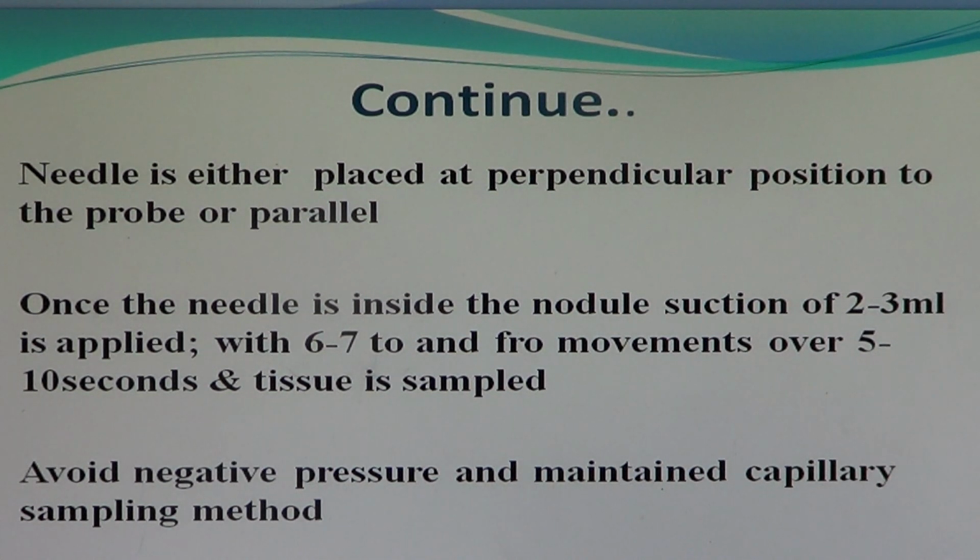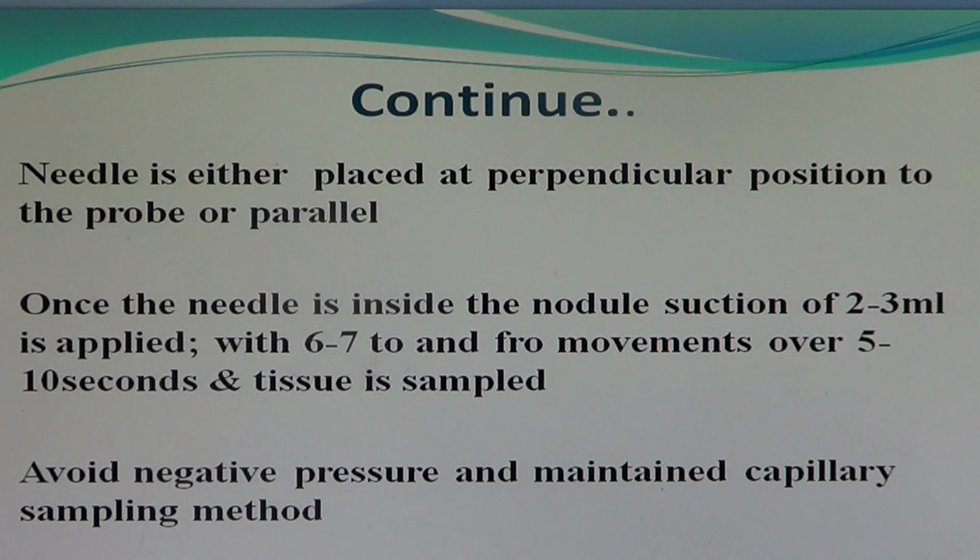The needle is either placed at a perpendicular position to the probe or parallel. It depends on the patient's preference and expertise as well. Once the needle is inside the nodule, suction of 2 to 3 ml is applied with 6 to 7 to and fro movements over 5 to 10 seconds, and tissue is sampled.